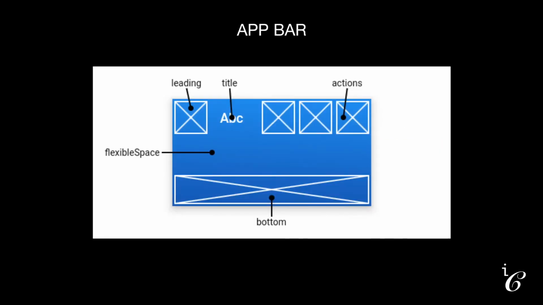The app bar displays the toolbar widgets, leading, title, and actions above the bottom widget if it is available. The bottom is usually used for a tab bar, which we will discuss in detail in chapter 6. If a flexible space widget is specified, then it is stacked behind the toolbar and the bottom widget. If the leading widget is omitted, but the app bar is in a scaffold with a drawer, then a button will be inserted to open the drawer. Otherwise, if the nearest navigator has any previous routes, a back button is inserted instead, which can be used to navigate back to the previous screen. We will discuss this in detail in chapter 3.